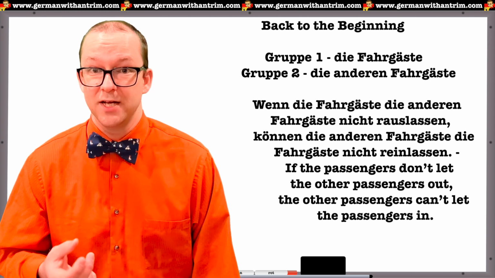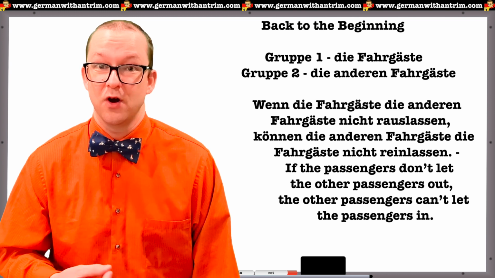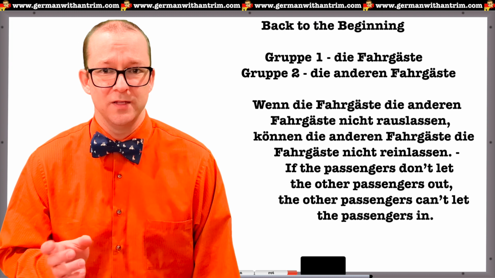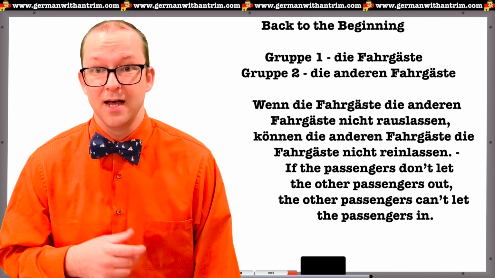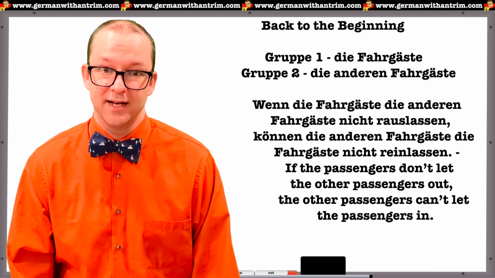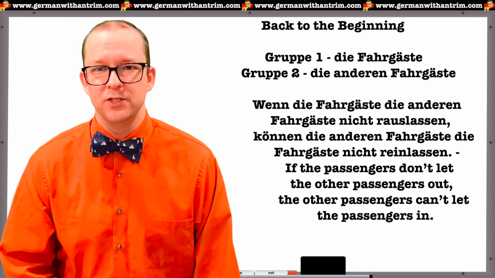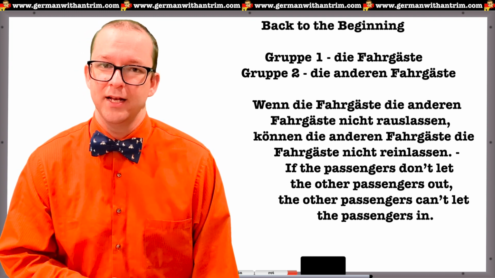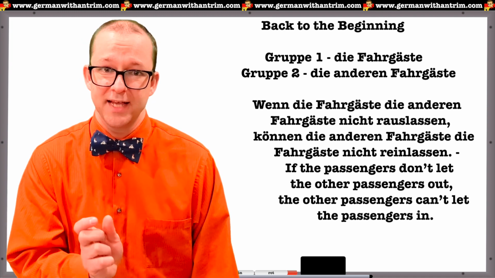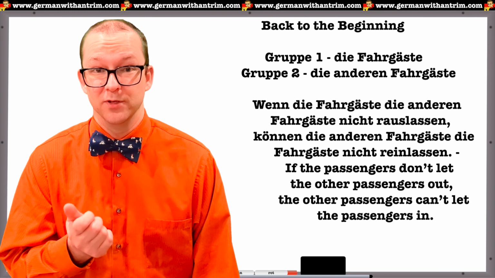Both the direct object and the subjects of all of the clauses are the same noun, die Fahrgäste. So to differentiate between the two groups of Fahrgäste, I'm going to use the adjective anderen to describe the second group of Fahrgäste. Another issue we need to address is the use of the subordinating conjunction wenn, which pushes the conjugated verbs to the middle of the sentence around a comma in simpler sentences.